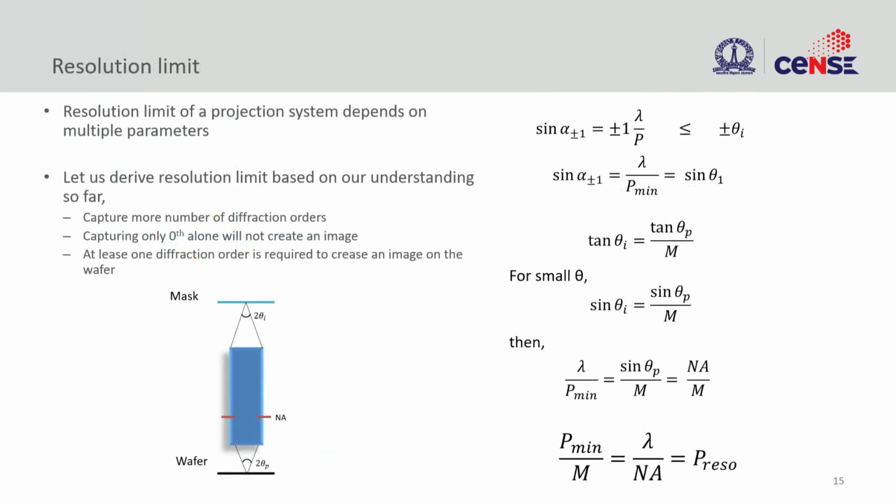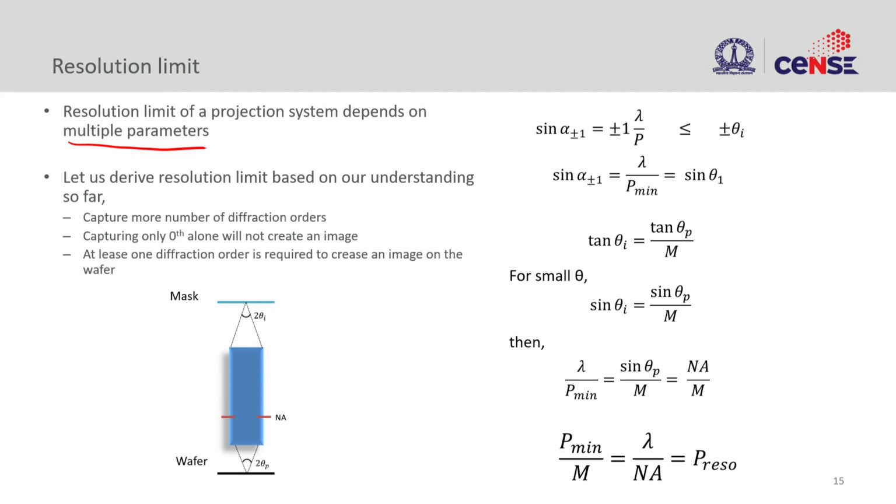And this is the resolution limit of the system. So you can see that the resolution of the projection system does not just depend on the wavelength; there are multiple factors associated with this, right. So let's quickly look at how one can arrive at this resolution limit.